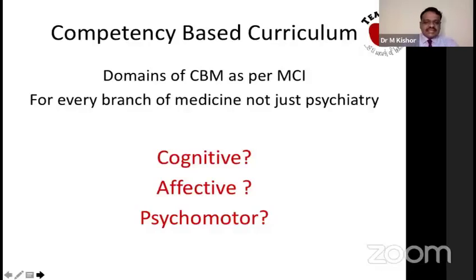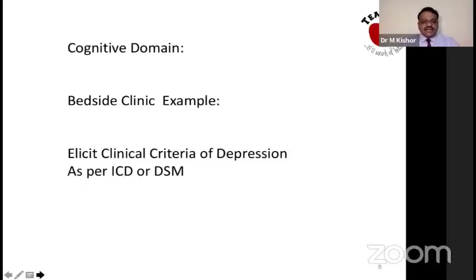I'll give simple examples. For example, in the bedside clinic, if you are trying to address the cognitive domain, you can say, elicit the clinical criteria for depression. Here, the student should know exactly the criteria for depression. That means he should have prior knowledge of that. This is a very good example for the cognitive domain. It is important that we encourage the postgraduates to see and learn from each domain so that there is clarity of learning in each aspect.